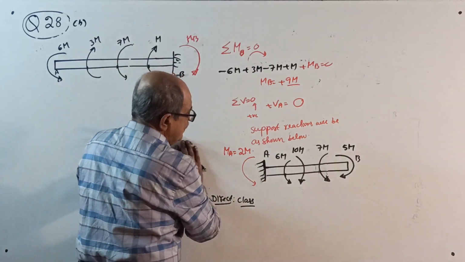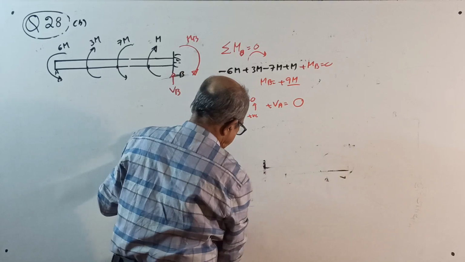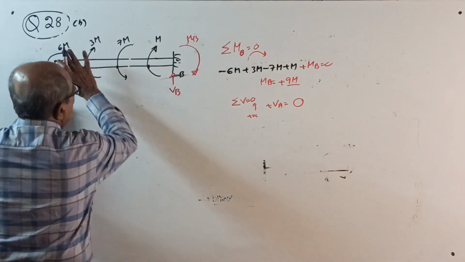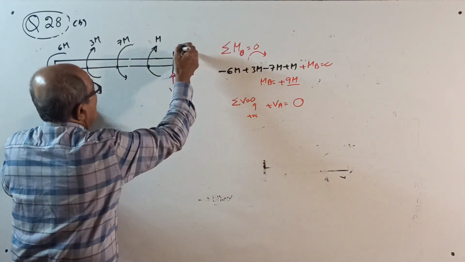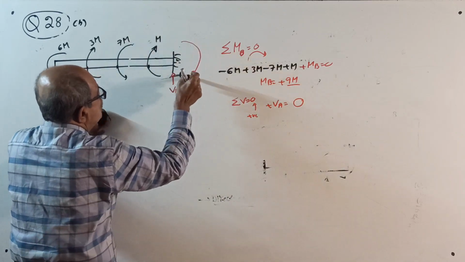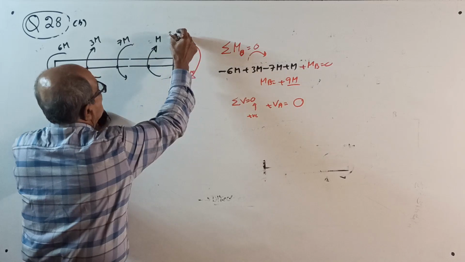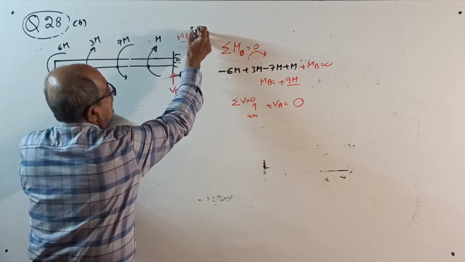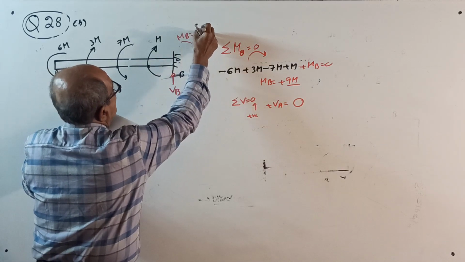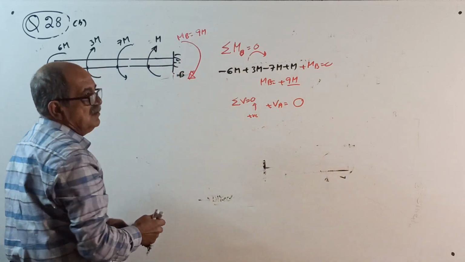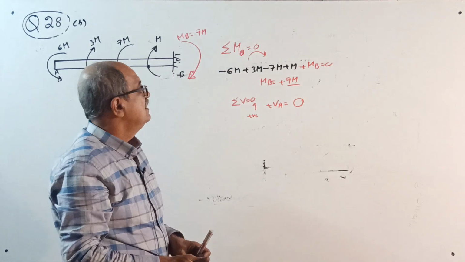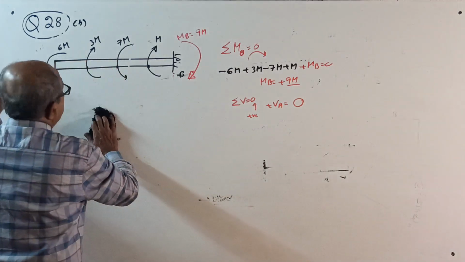Therefore, to save time, you write here: therefore, the support reactions will be as shown in the figure below. You show a clockwise moment MB of how much? 9m. Put the sketch once again without VB. Over. Now 28B is also over.